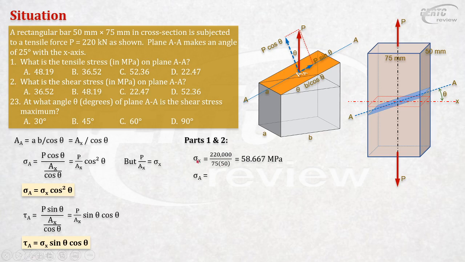So sigma A is sigma x using this formula, sigma x cosine squared of theta. Your theta is 25 degrees. So sigma x cosine squared of theta, and that is 48.118 MPa. And then your tau x will be sigma x sine cosine. All right, so that will be, just check, use your calculators, 22.47.